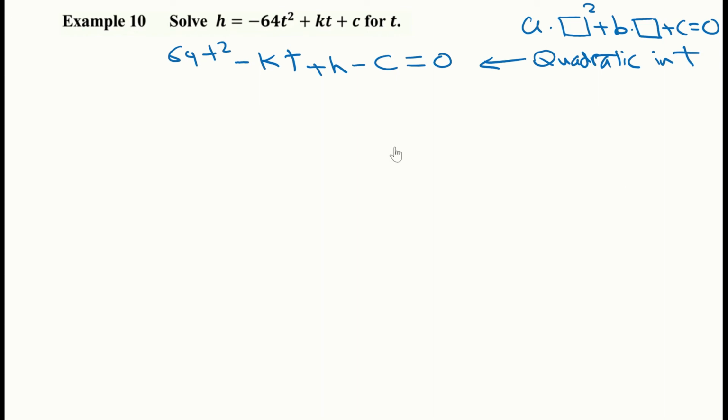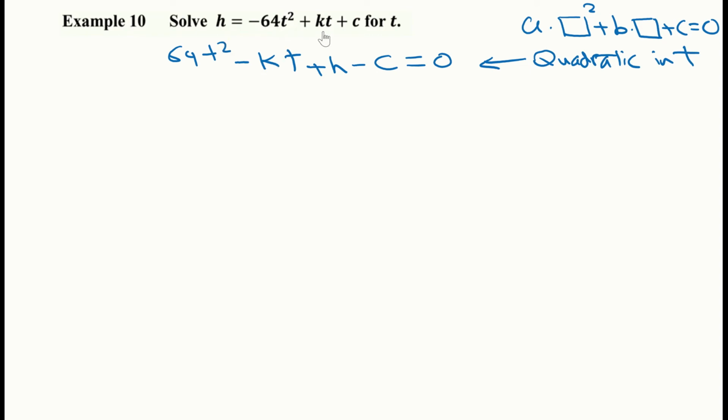Notice that if we were solving for any other letter, it would have just been a linear equation in that variable, because all the other letters other than t only have a first degree term, right? So if we were solving for any letter other than t, we would just solve it as if it were a linear equation. But now we're solving for t, and in t it is indeed a quadratic. So we need to go ahead and determine a, b, and c at this point.